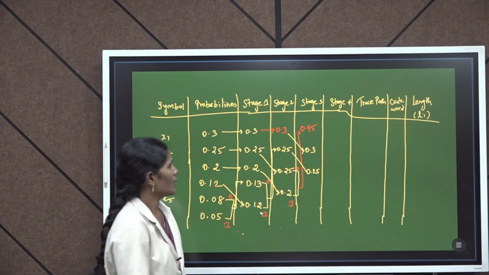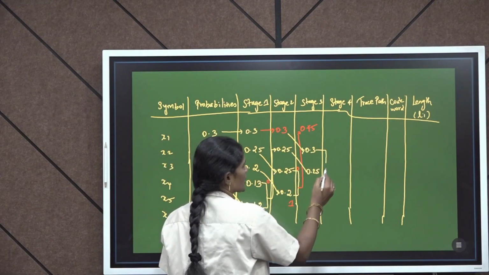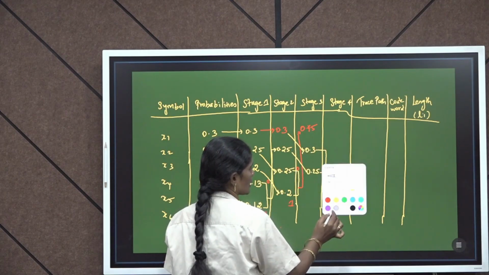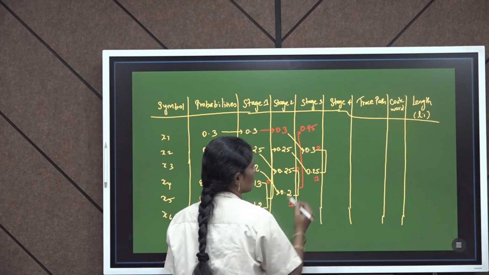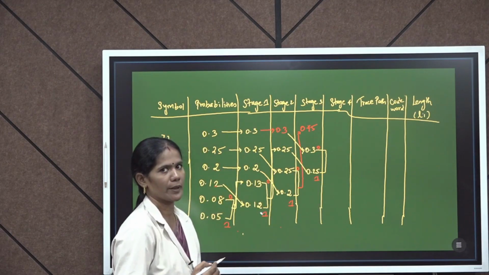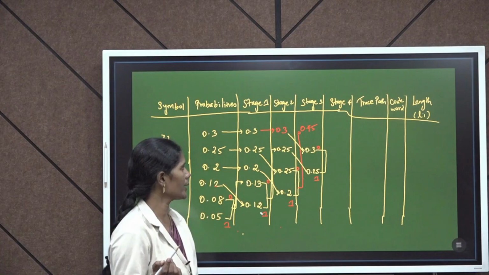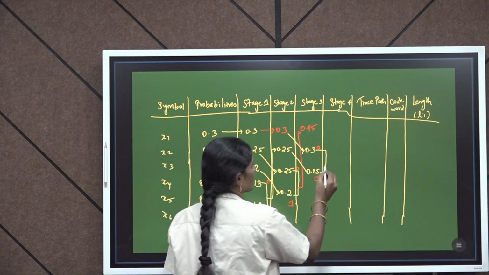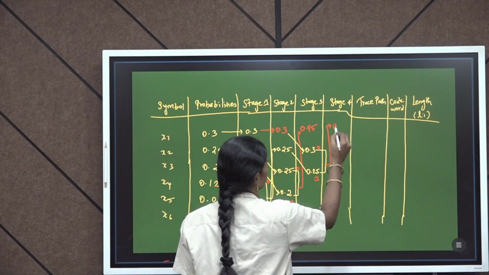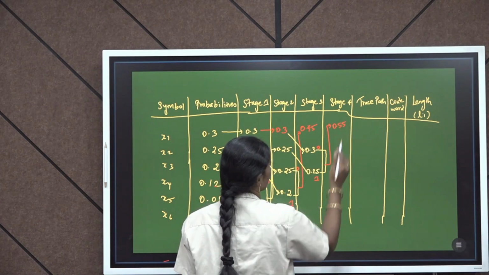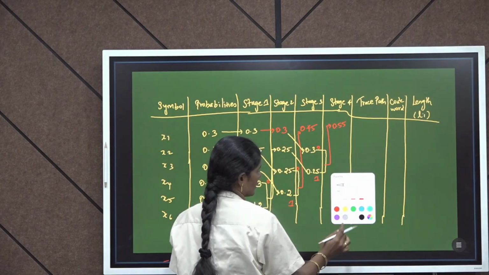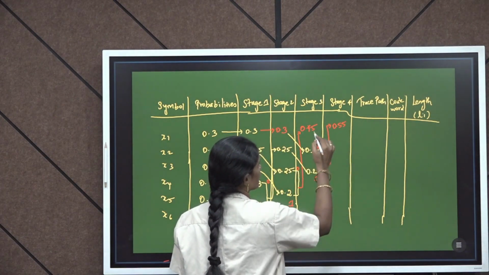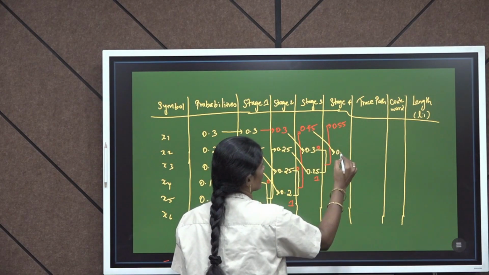So again we add the last 2 symbols by assigning binary bits 0 and 1. Assigning 0 to the 0.3 and 1 to the 0.25, this addition result will be 0.55. So this addition result occupies the first place, 0.55 here, and our previous value 0.45 occupies the second place.